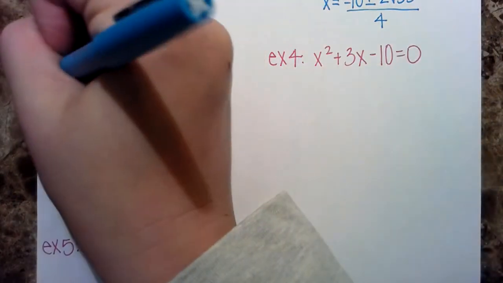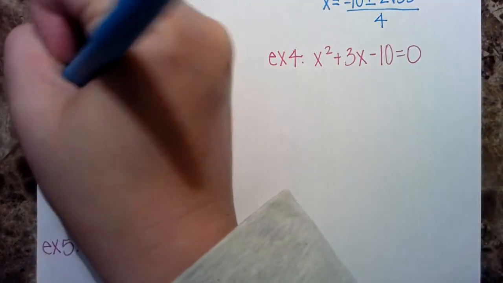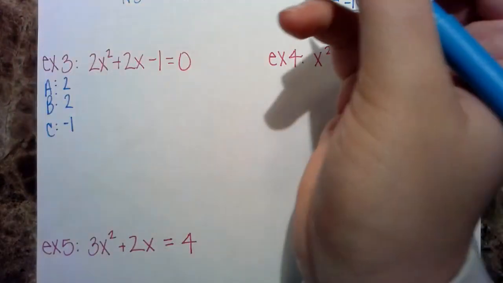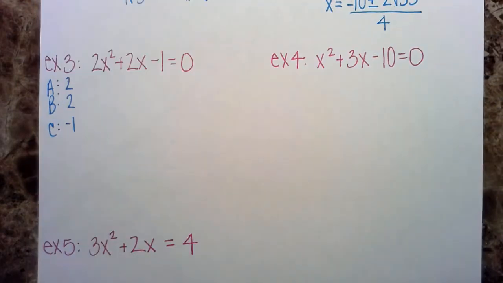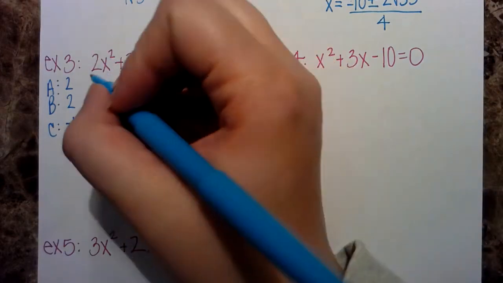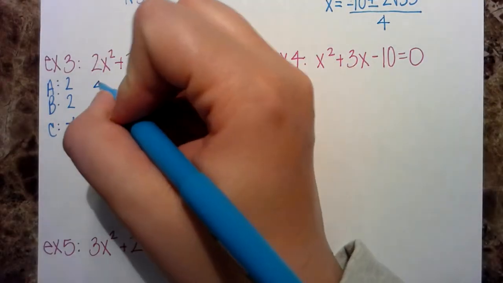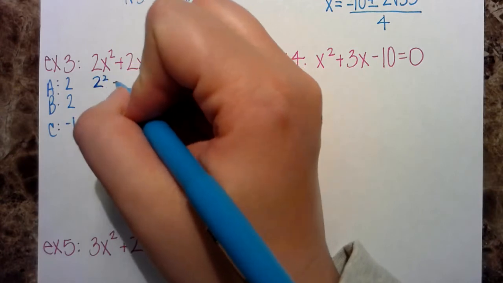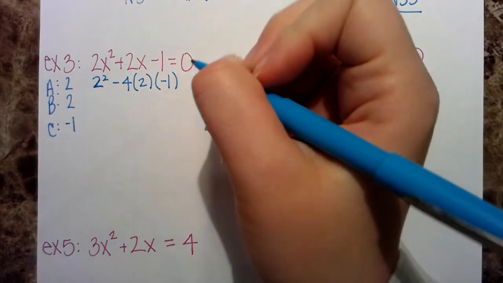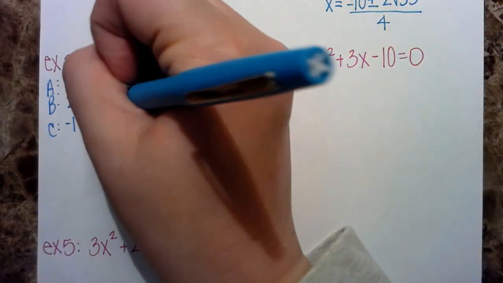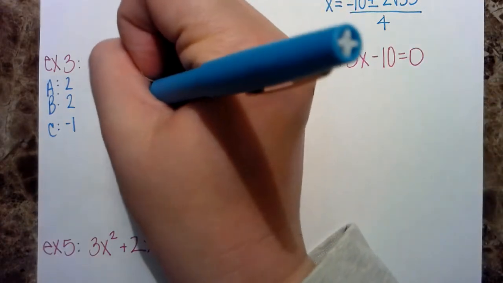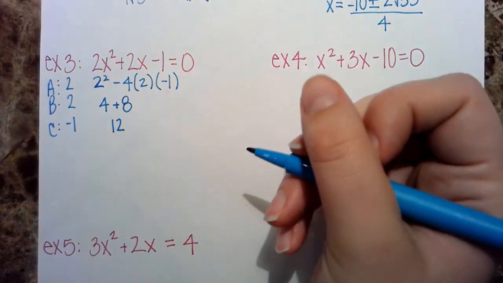Okay, again, we're going to list out our A, our B, and our C. My A is 2, my B is 2, my C is negative 1. I'm going to find my discriminant. So remember that's B squared minus 4AC. That tells us how many solutions we have. So I'm going to say B squared, which is 2 squared minus 4 times 2 times negative 1. From there, 2 squared is 4. Negative 4 times 2 times negative 1 is going to give me a positive 8, and I'm left with 12.